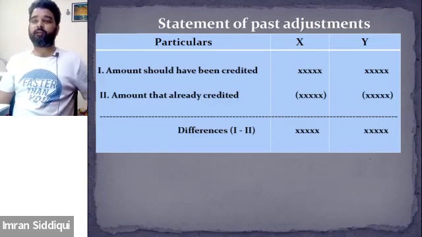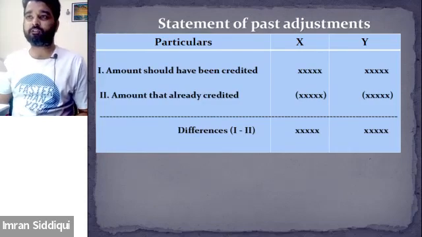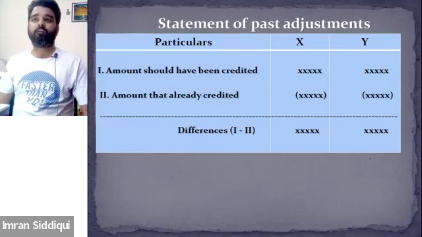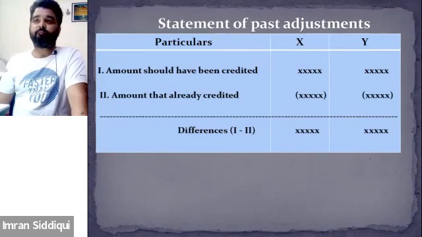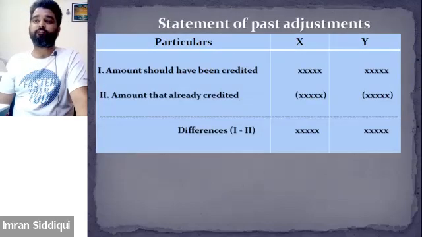This is a statement of past adjustment. Whenever you will be solving any question that is regarding the past adjustment, you will have to prepare this kind of statement. And in this statement, basically we have to record two items. First will be the amount that should have been credited and the amount that is already wrongly credited. So these items are recorded and then we find out the differences.